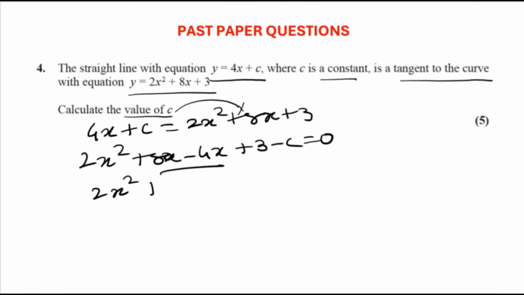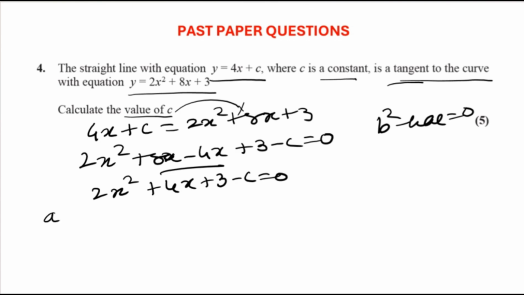Collect like terms: plus 4x plus 3 minus c is equal to 0. Now we know the linear equation is tangent to the curve, meaning it is touching only one point. That means b squared minus 4ac is equal to 0, because it has only one solution. So we have to find the values of a, b and c. So a is equal to 2, b is equal to 4 and c is equal to 3 minus c.